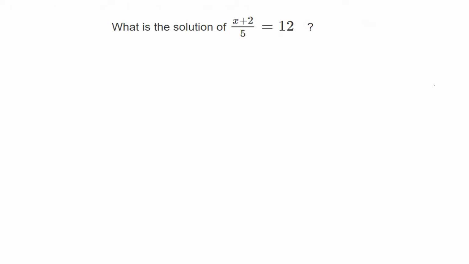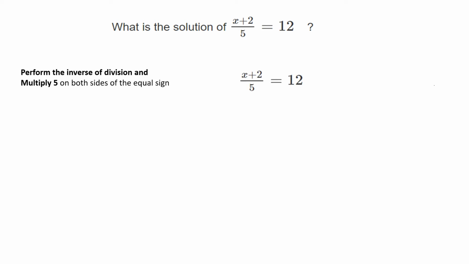Okay, what is the solution of x plus 2 over 5 equals 12? So the first thing you're going to want to do is perform the inverse of division, because we have a fraction. All fractions are division problems. So we want to multiply by 5 on both sides of the equal sign. What we do on one side, we must do on the other.